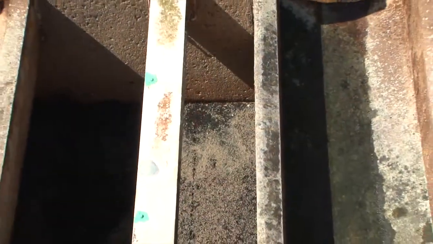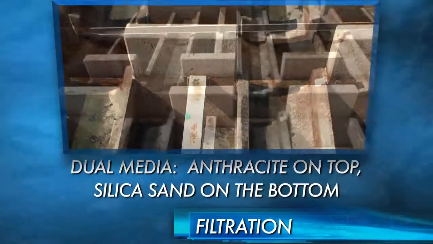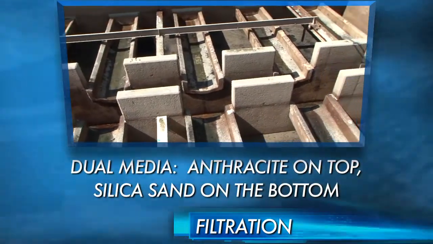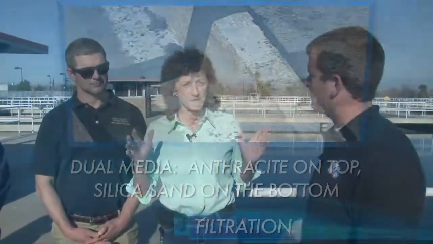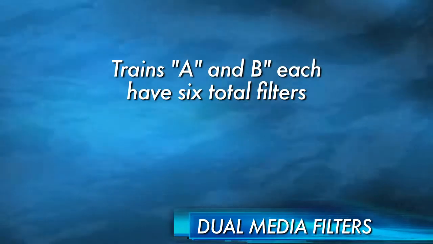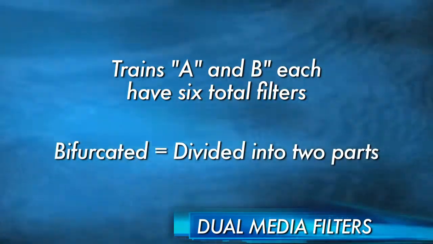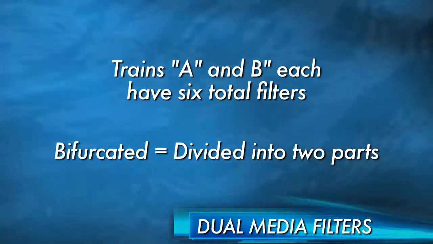Right after, the settled water channel comes around to our six filters. Our filters basically are dual media. They have anthracite on the top, and they have silica sand on the bottom. And each train, this is treatment train A, there's another treatment train B, has six total filters. They're bifurcated, so they're split in half. And so that allows enough of the filtration process where the water can actually be considered safe to drink.